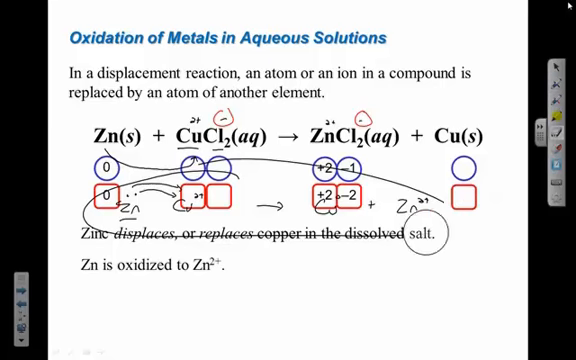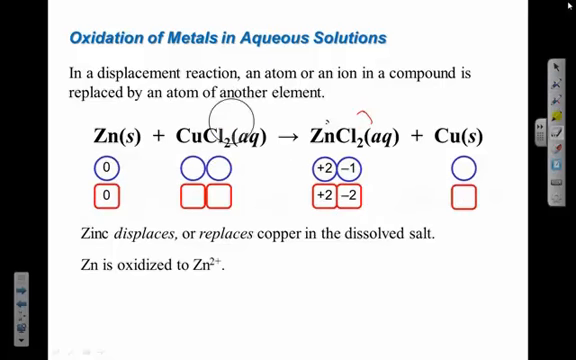So we can also, if you want, we can look at the oxidation numbers here as well. So the zinc has a neutral atom, oxidation number 0. The copper has a neutral atom, oxidation number 0. The chloride is going to have a -1 charge, so that's its oxidation number.